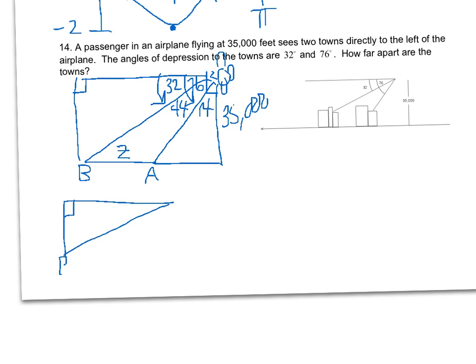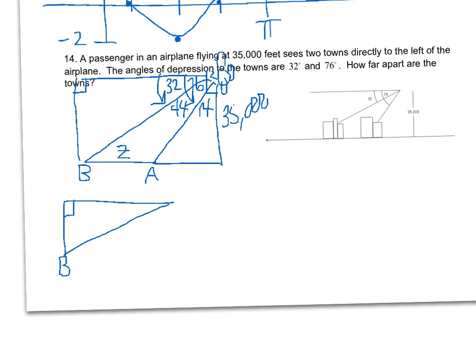And this is town B down here. And this is the 35,000 feet on that side also. And if this is 32, this must be 58 because we know we have a right triangle. So I want to find this edge right here.